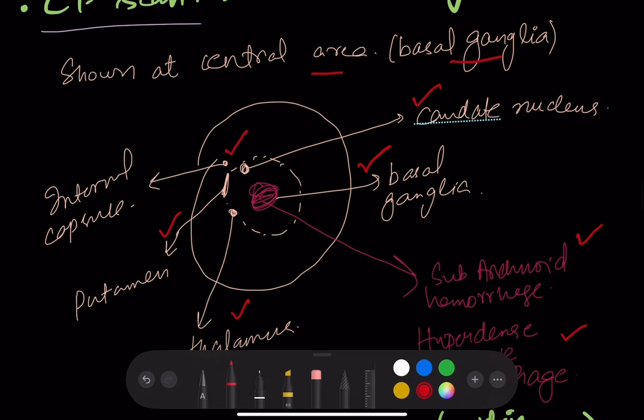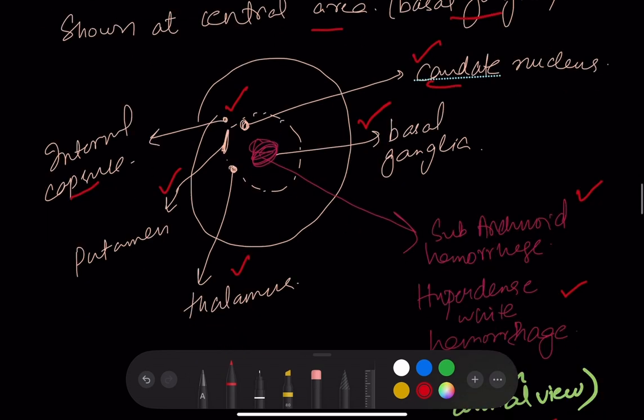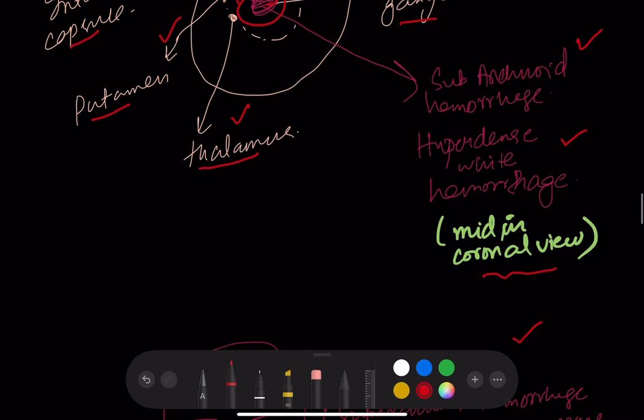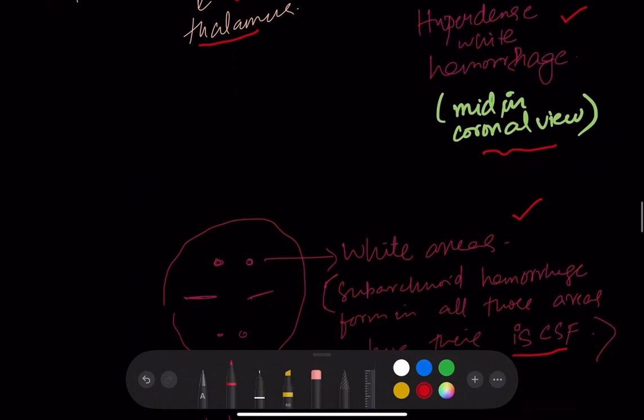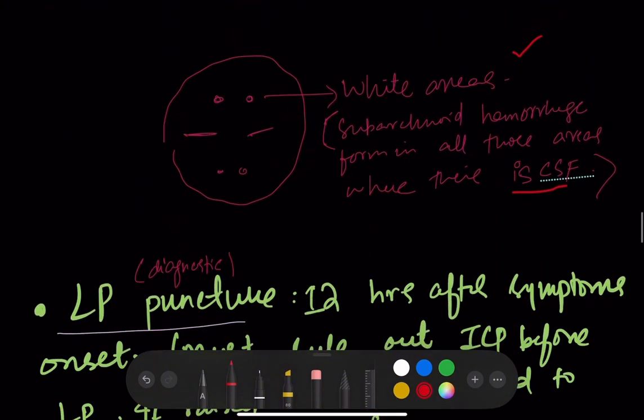Here the caudate nucleus is present. Here the internal capsule is present. Here the basal ganglia are present. There is the putamen, and here the thalamus is present. And this is the subarachnoid hemorrhage. So the hyperdense white hemorrhage shown in the CT scan will show us that this is the subarachnoid hemorrhage. This is the white area, and the subarachnoid hemorrhage forms in all those areas where there is CSF.